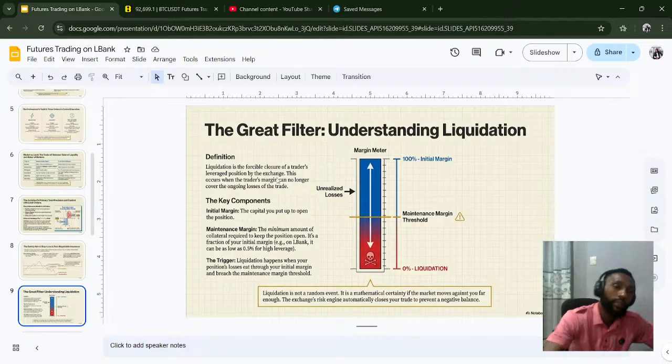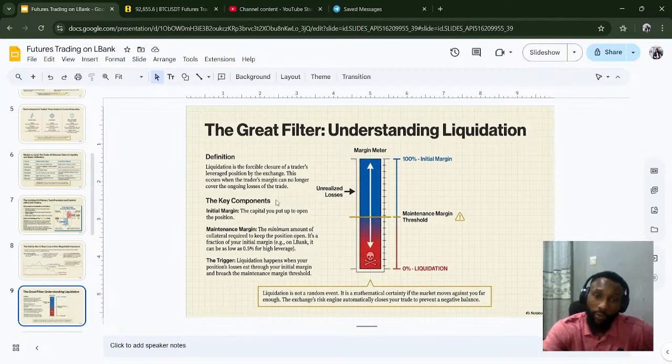You understand? Even before I explain further, we have isolated margin and cross margin. In isolated margin, your liquidation price is always higher. Liquidation is basically when you enter a trade and you lose your money. In layman's terms, liquidation is when you lose your money.